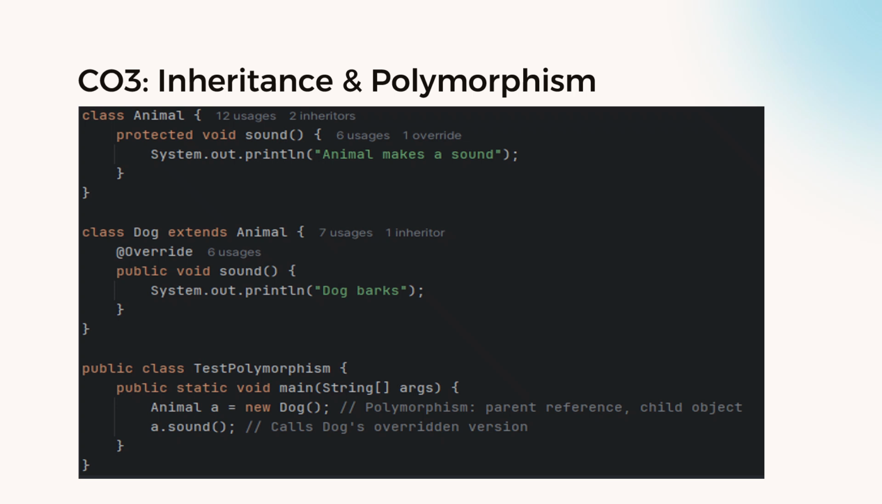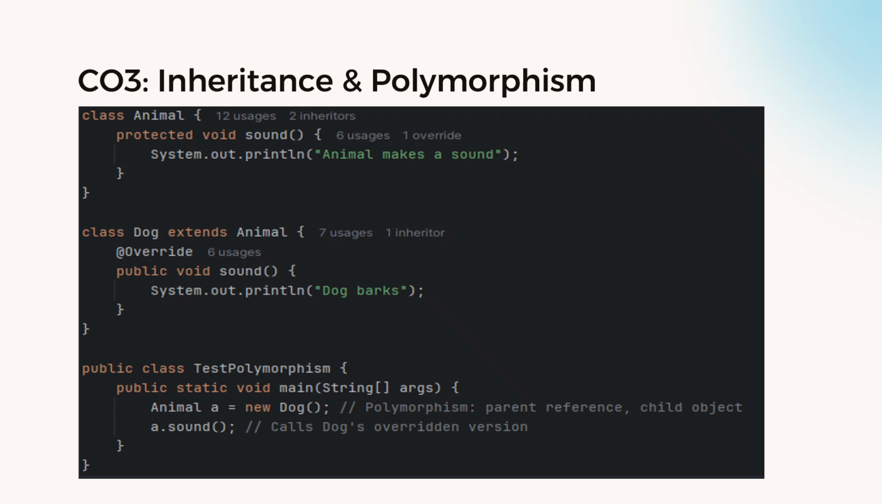Next, we have the Dog class, which is defined as class Dog extends Animal. The keyword extends is how we establish inheritance in Java. This means a Dog is a specialized type of Animal. It automatically inherits all the accessible members from the Animal class, including the sound method. Inside the Dog class, we have rewritten the sound method. The override annotation above it is a clear signal that we are intentionally replacing the parent's generic implementation with a more specific one for the Dog class. This version prints Dog barks.